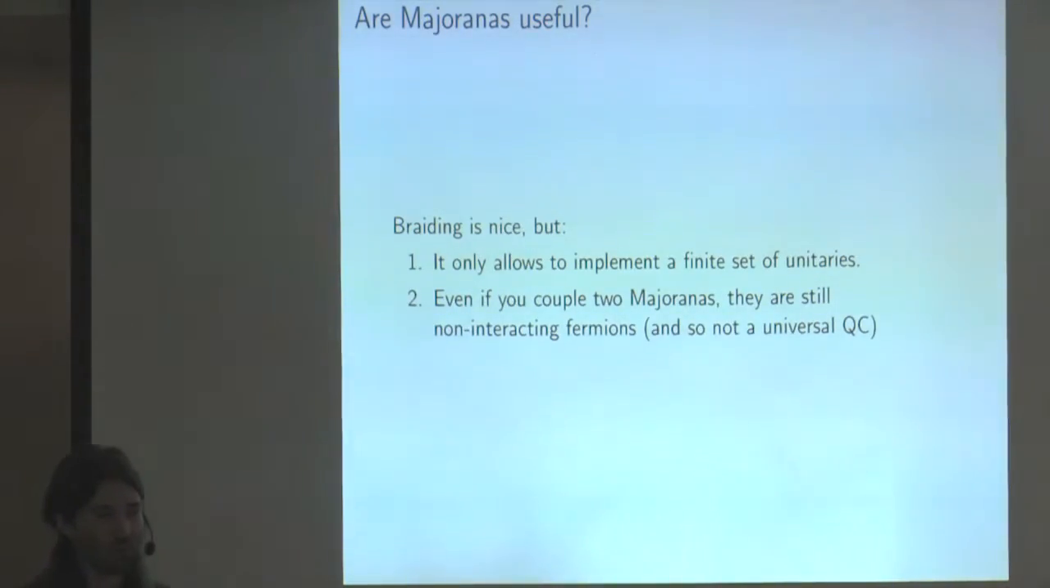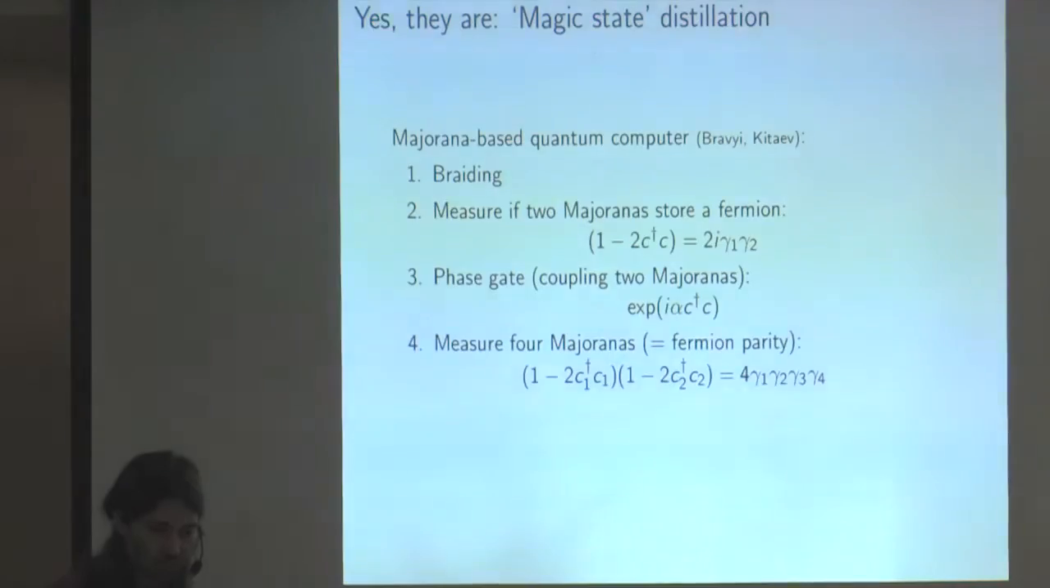But the problem about non-interacting fermions is that they are always easy to simulate on a classical computer, which means it does not matter how you couple pairs of Majoranas, bring them close together, bring them apart, braid them anyhow, it will still be classically easy. So if one does not have interactions, there will be no use for Majoranas. However, there is a protocol.